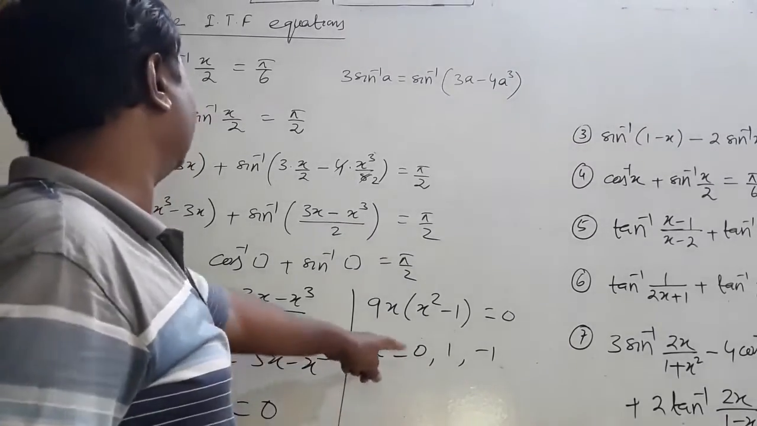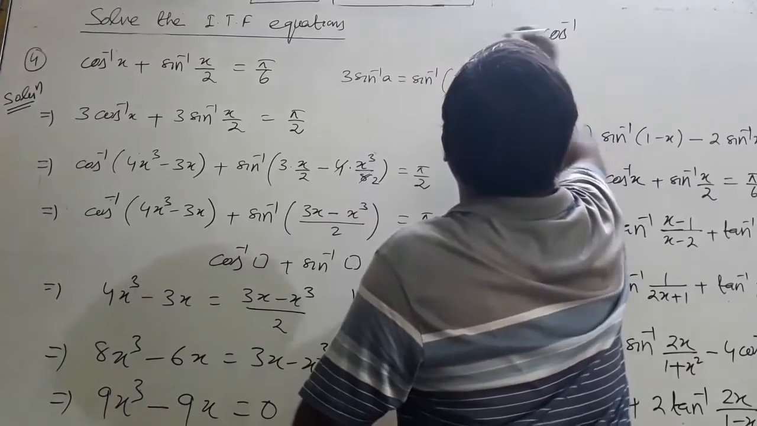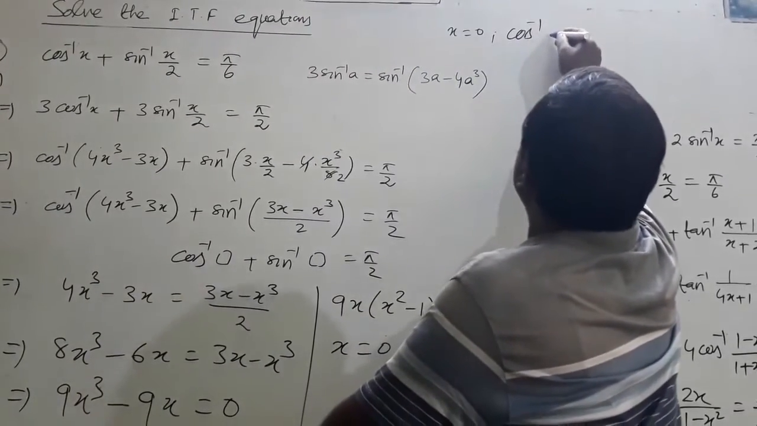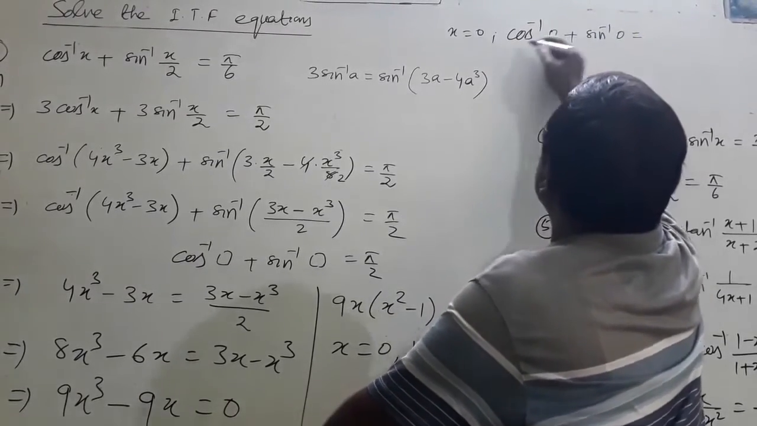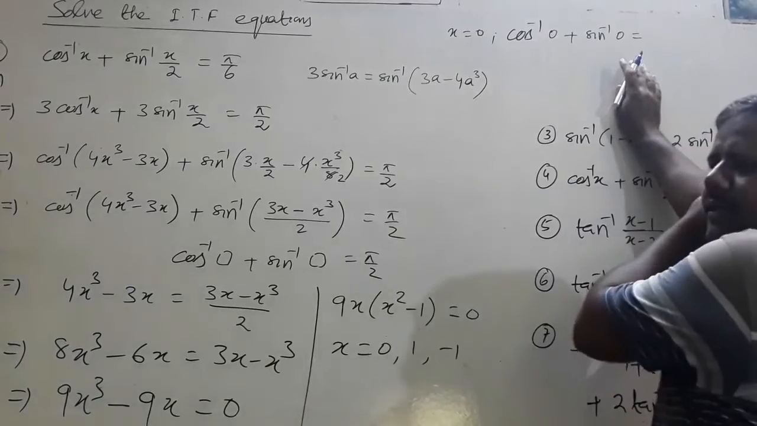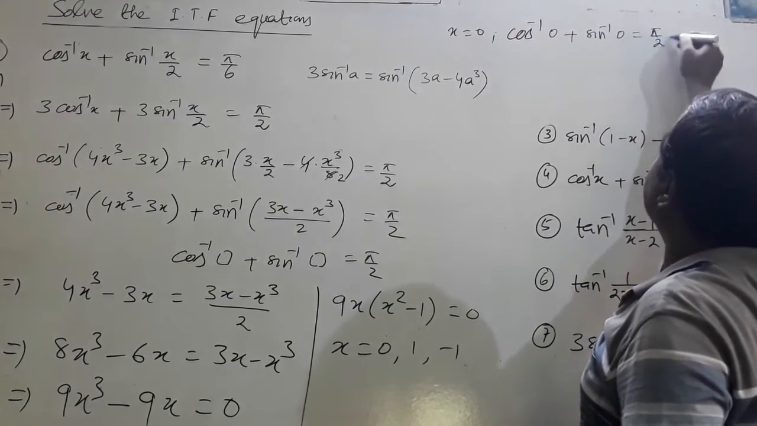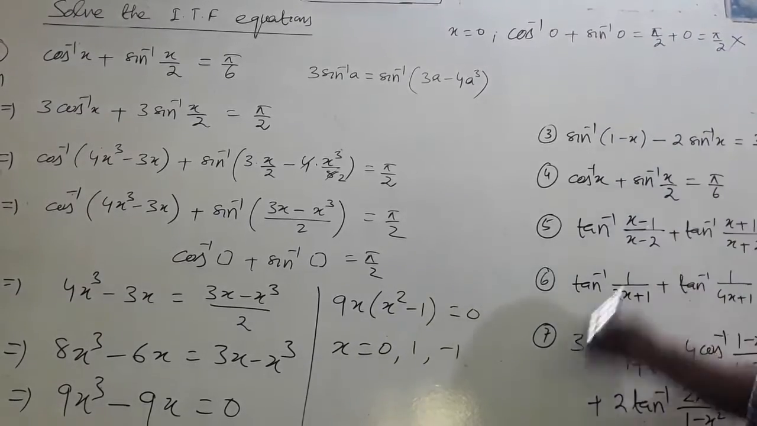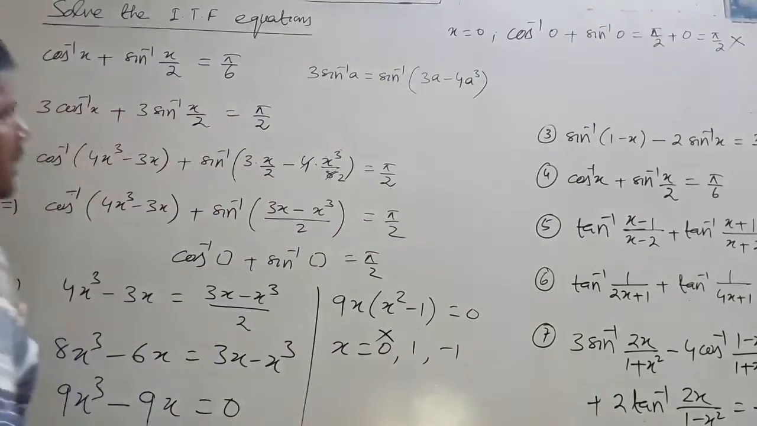If we put 0 there, it becomes what? Cos inverse 0 when x is equal to 0. It becomes cos inverse 0 plus sin inverse 0 by 2. Sin inverse 0 by 2 is 0. So cos inverse 0 is pi by 2. Sin inverse 0 is 0. The result is pi by 2. So it is not pi by 6. So x is equal to 0 is not the solution.